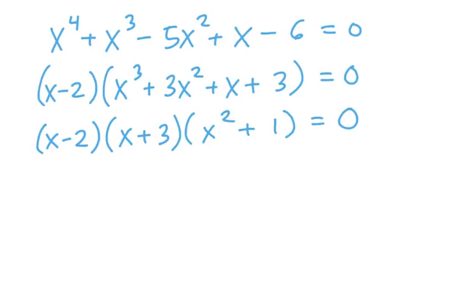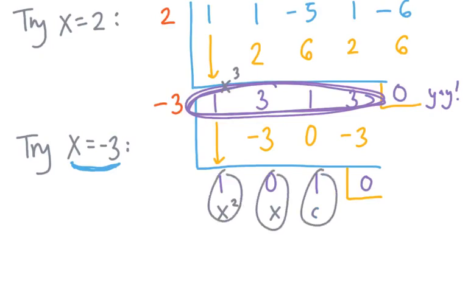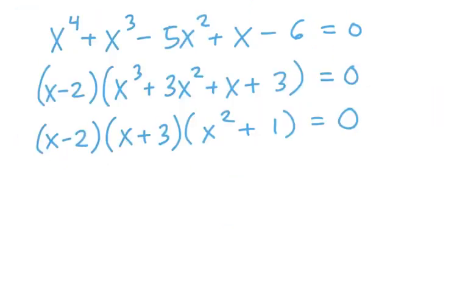So let me just go back and make sure you guys see that x squared plus 1. So this was an x cubed term. So when we divide, this is an x squared, x, our constant term. So 1x squared plus 0x plus 1 is what remained. And there that is right there.